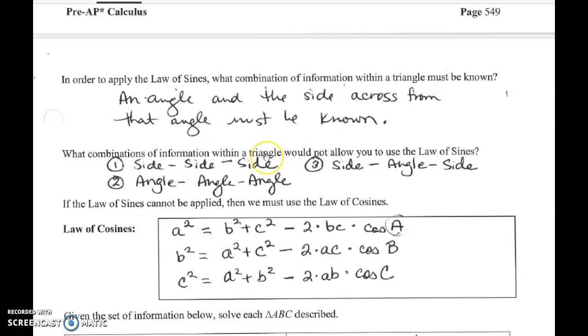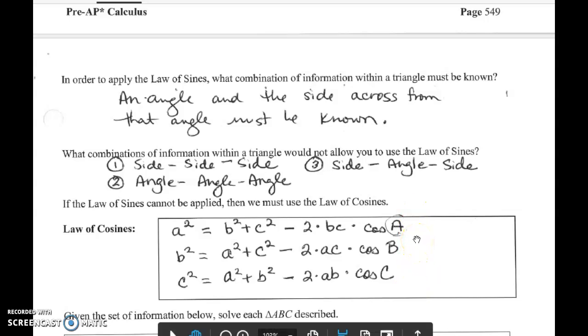So I said this wrong. I actually should go back and re-record myself. The law of sines will not work if you have three side lengths. It also does not work if you have three angles. There's no way to figure out the sides if you only know the angles for the law of sines. And it will not work either for side angle side. So we must have a different method. And that's where the law of cosines comes into play. This formula right here.